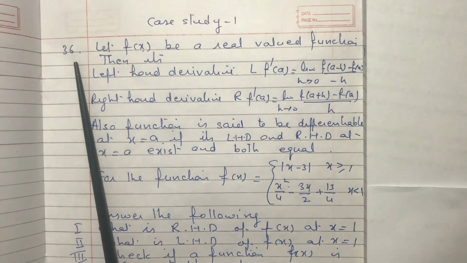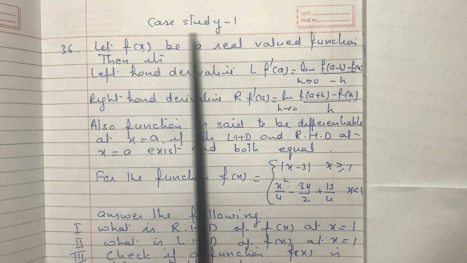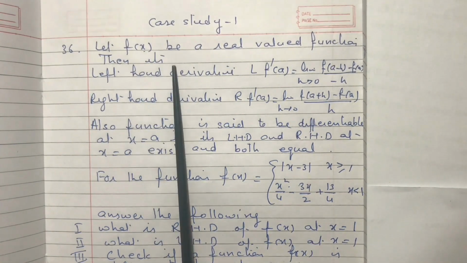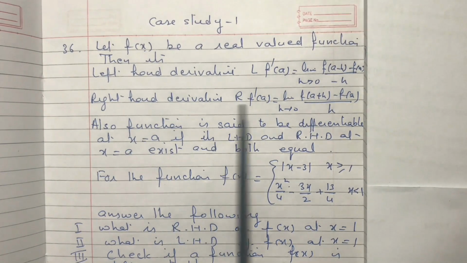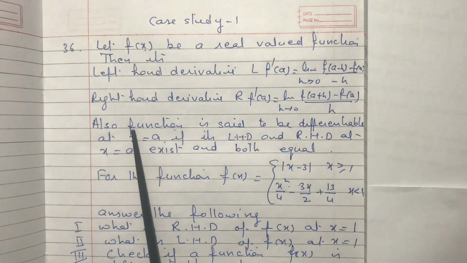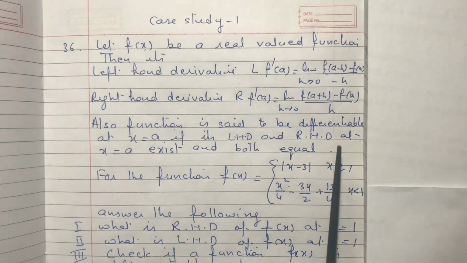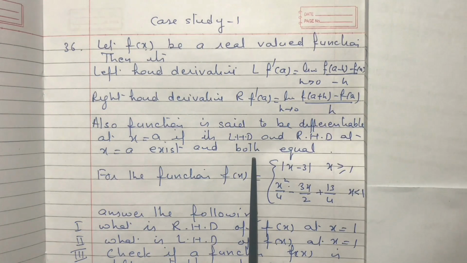Now this is question number 36. Case study 1. There are 3 case studies and this is case study 1. Let fx be a real valued function, then its left hand derivative is given to us. Its right hand derivative, its formula is given to us. Also function is said to be differentiable at x is equal to a if left hand derivative and right hand derivative at x is equal to a exist and both are equal.